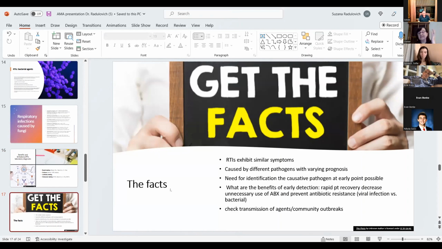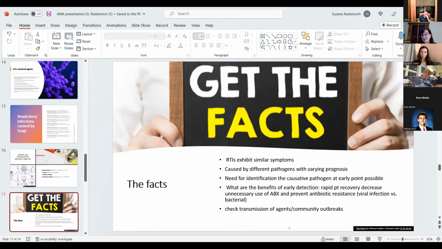Now, what we have to remember from all of what I said so far is that RTIs exhibit similar symptoms, so there is symptom overlap. However, they're caused by different pathogens with varying prognosis. The need for right identification of the causative pathogen exists. However, diagnosis is delayed. The benefits of early detection are, of course, rapid patient recovery if you have the right agent, and it would prevent unnecessary use of antibiotics as well as prevent antibiotic resistance.